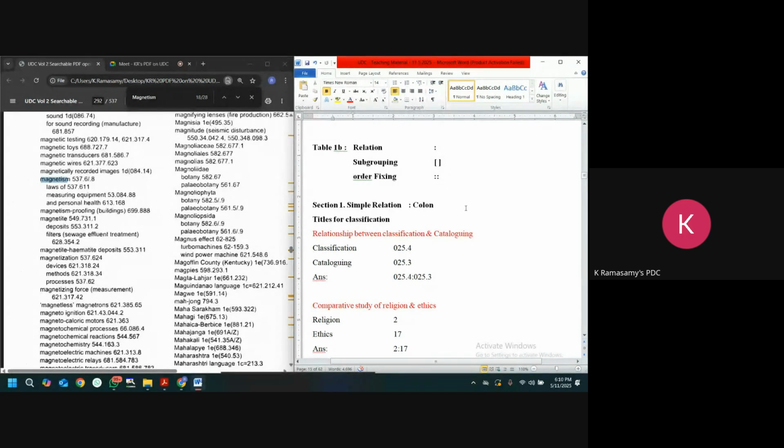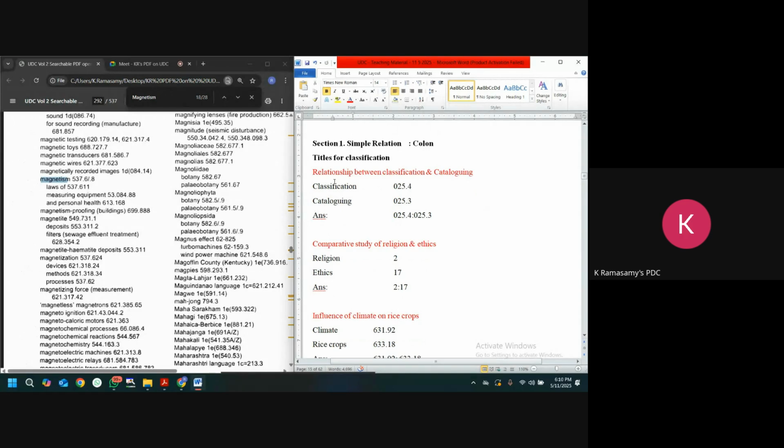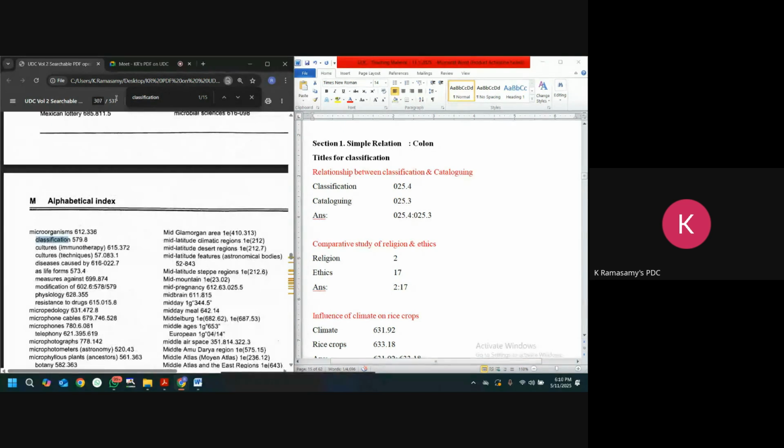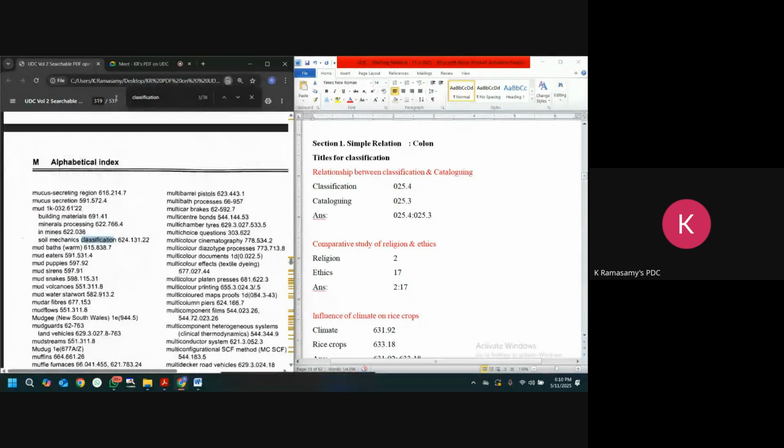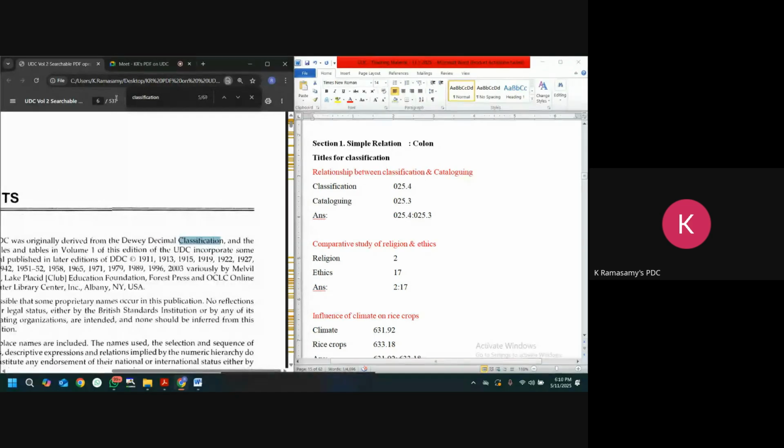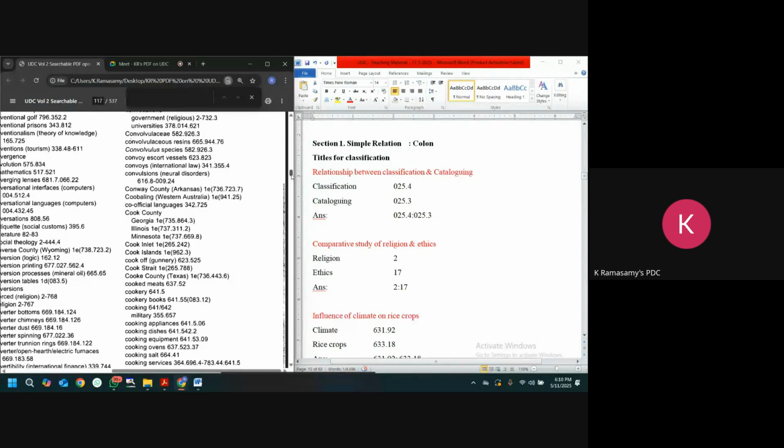Fine. For example, let me talk about the title: Relationship between classification and cataloging. I don't know the number for classification and cataloging, so I'll search for classification. Classification occurs in many places, and it occurs at the top of every page, so searching that way risks going through everything.